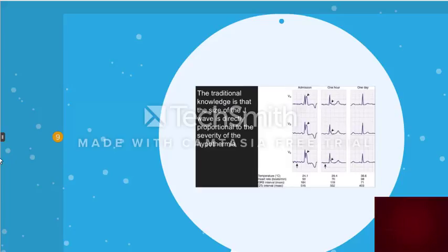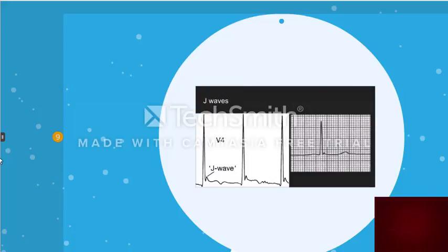So traditional knowledge on J waves is they're directly proportional to the severity of the hypothermia. As you can see in the chart on the right hand side of the screen, you've got some very high J waves at admission. Those temperatures are in centigrade, but you can do the math. And as the patient gets better, the J waves get smaller until they are gone. When the person hits normal body temperature, they're completely gone. So here is a better example of a J wave on this next slide that are a little bit smaller and maybe something we're more likely to see if we get there earlier.